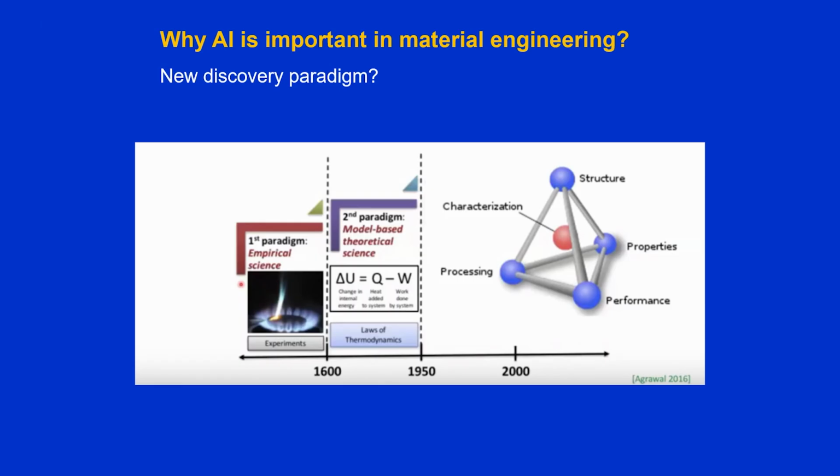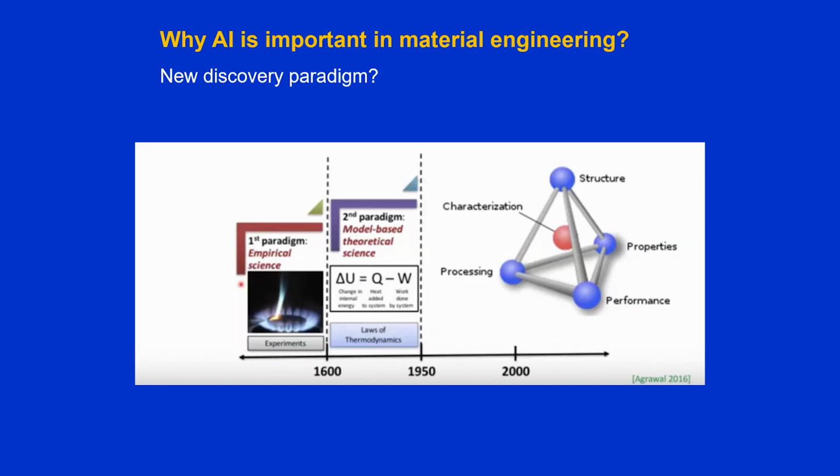And then from 1600 onwards, Galileo, Isaac Newton and many other scientists which you have heard of came and put a solid foundation on these concepts. So from empirical science we came into a second paradigm called model-based theoretical science. The classical one is the first law of thermodynamics, written here: delta U is equal to Q minus W. Q is the heat, W is the work done, and delta U is the internal energy change. That changed many things in the history of science. Then came quantum mechanics and many other things.